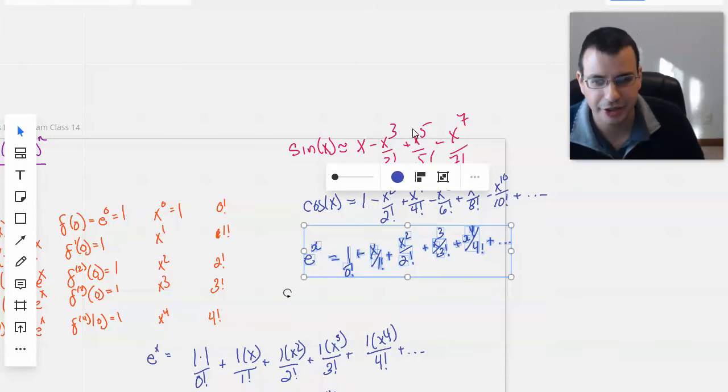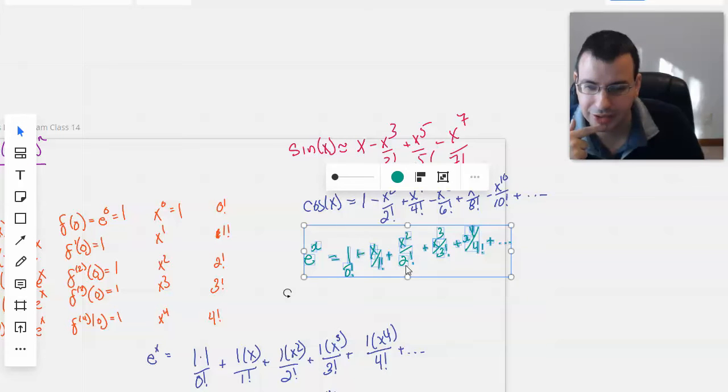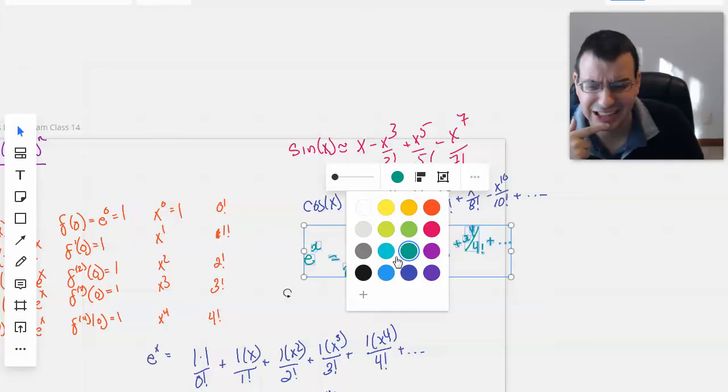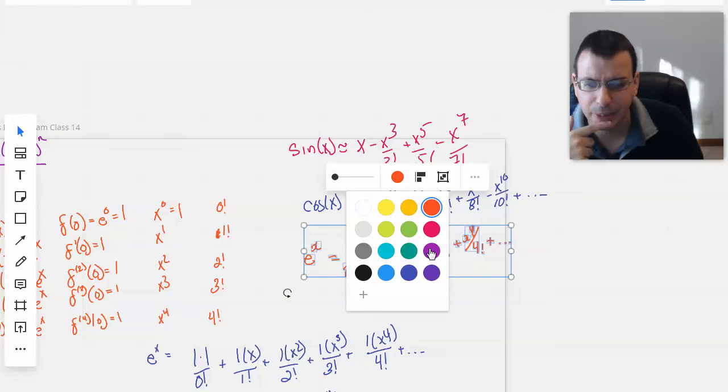Should have had a different color because now the sign looks like the odd. Ooh, can I change the color? Green. It does not. Cyan? No. Orange. Yeah. Purple. There we go.